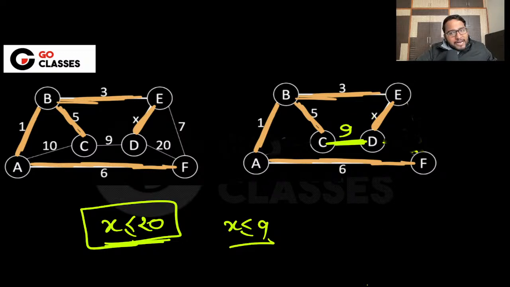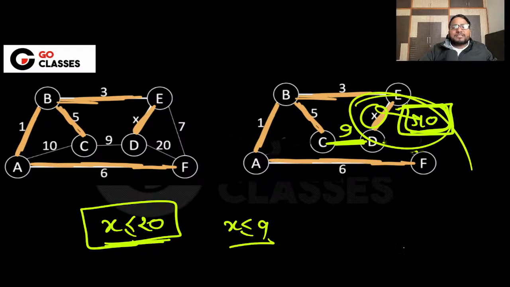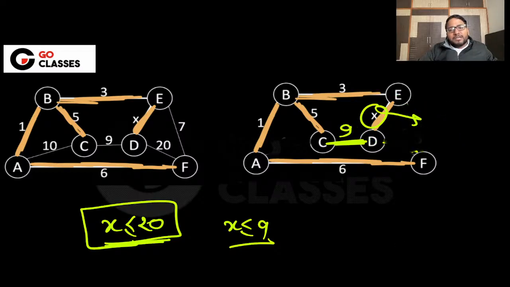Can x be 10? No, because of the cycle property. X cannot be 10. X cannot be the heaviest edge here. That's the thing. So it must be less than or equal to 9 only. It cannot be 9.1 even, right? It cannot be the heaviest edge. So it must be 9 only, I mean less than or equal to 9.